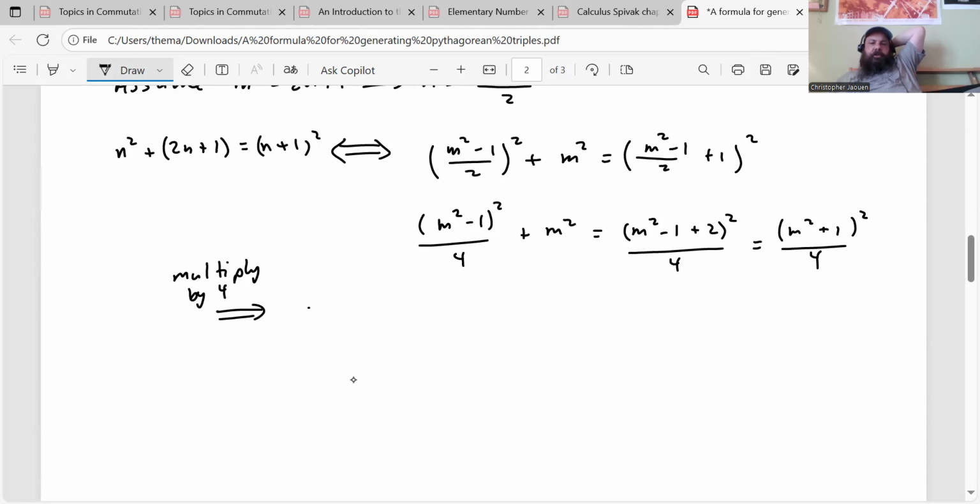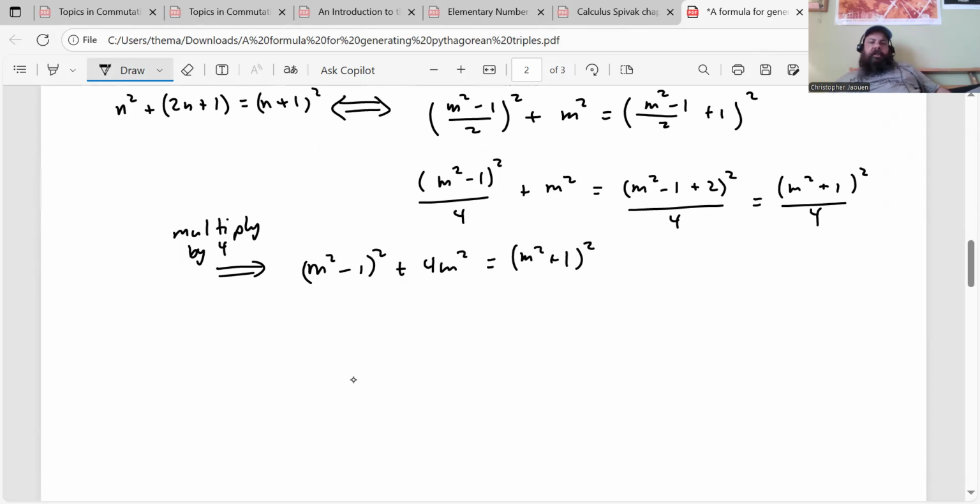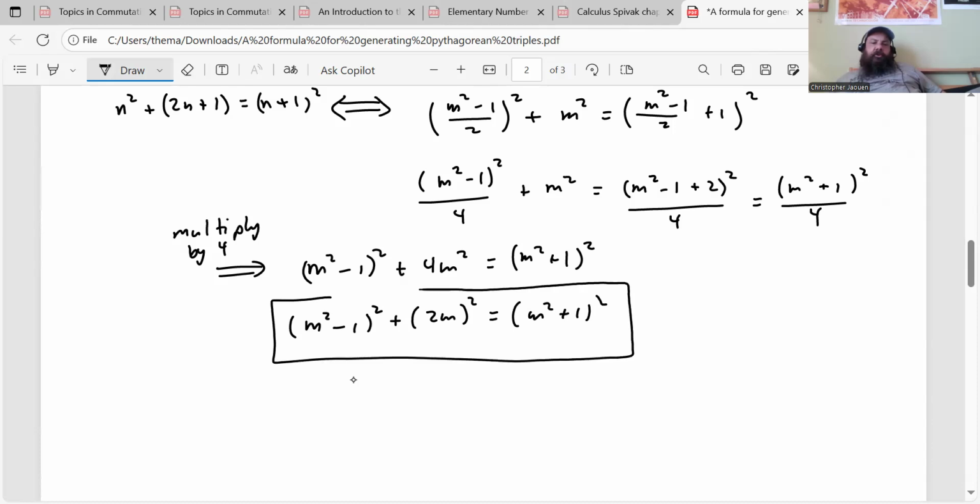And that gives us the equation (m squared minus 1) squared plus 4m squared equals (m squared plus 1) squared. Okay, and then lastly, I can bring that 4 inside the square, right? 4 is 2 squared. So this is the same thing as (m squared minus 1) squared plus (2m) squared equals (m squared plus 1) squared. And this gives us a formula for generating Pythagorean triples.